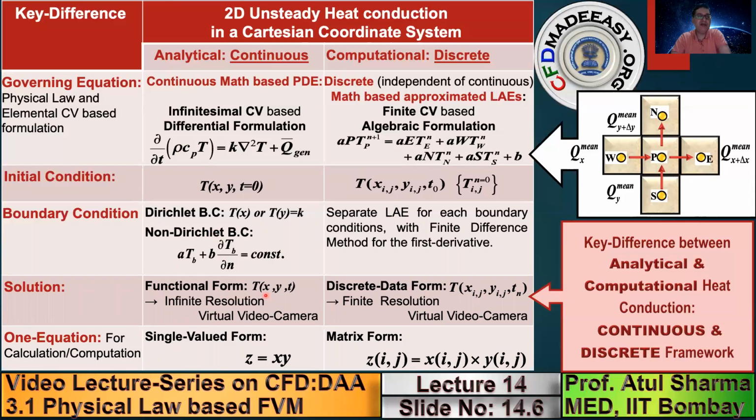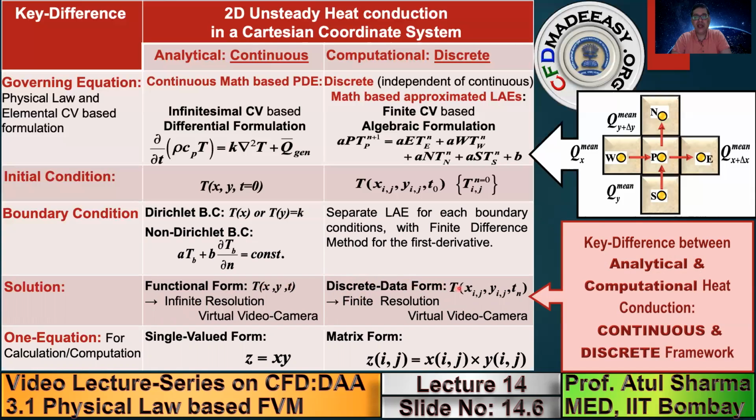Like, as I mentioned, in 1D steady state heat conduction over a thin plate, you get the formula (T minus T1) divided by (T2 minus T1) is equal to x by L. So T as a function of x. So you get a function as a solution, which, as I mentioned earlier, means you can substitute any x, any y, any time to obtain the solution for temperature. So analytical heat conduction is like an infinite resolution video camera giving a movie of the temperature distribution.